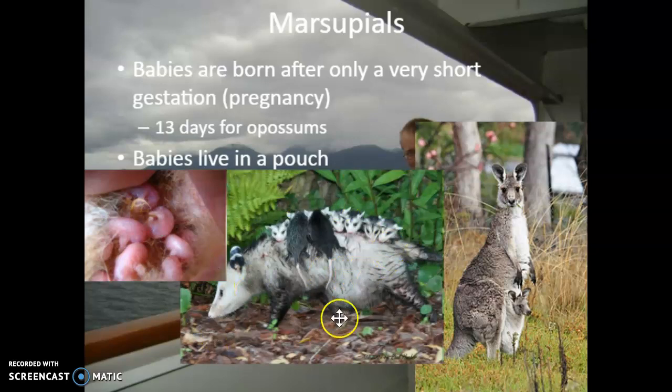The opossum is our only North American marsupial. When we think of marsupials, you're more likely to think of kangaroos and all their relatives down in Australia. Good day, mate.